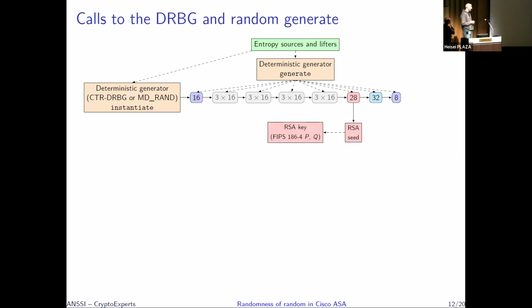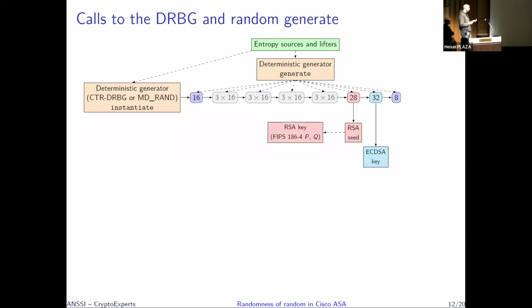And at some point, the RSA certificate will be generated. It's a self-signed certificate, so 28 bytes of random will be requested from the deterministic generator and will be given to the FIPS algorithm in order to produce the RSA key, and then the RSA self-signed certificate will be generated. After that RSA certificate, another certificate is generated, an ECDSA self-signed certificate. So for that purpose, an ECDSA key is generated by grabbing 32 bytes of random from the deterministic generator.